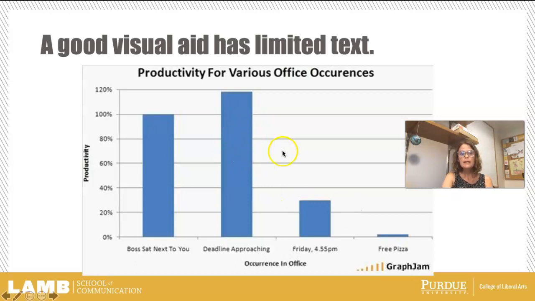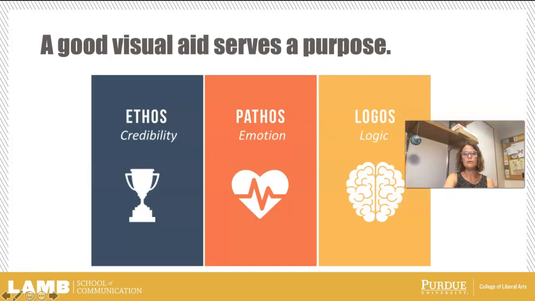And so here, this is just, again, a simple bar chart, productivity for various office occurrences. So your boss is next to you, productivity increases. Deadline approaching, increases. Friday, decreases. Free pizza, non-existent. So it's okay to have some text. And in the case of a chart, having labels is really important. You still want to talk about your visual aid and what's going on, but here is enough that my audience can understand and interpret the chart.